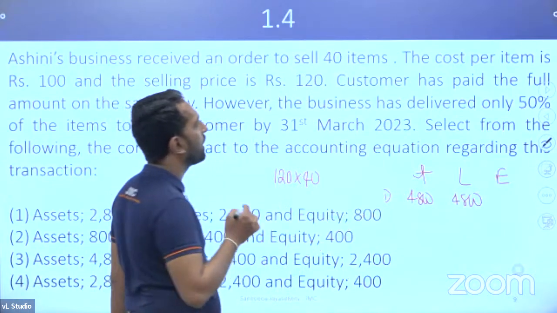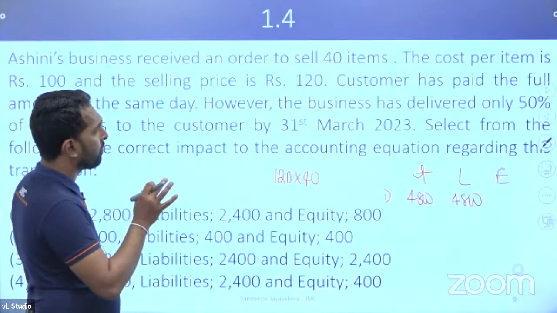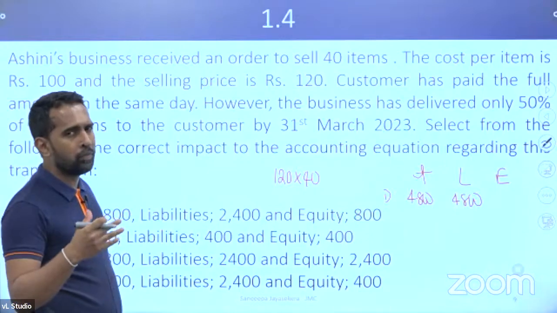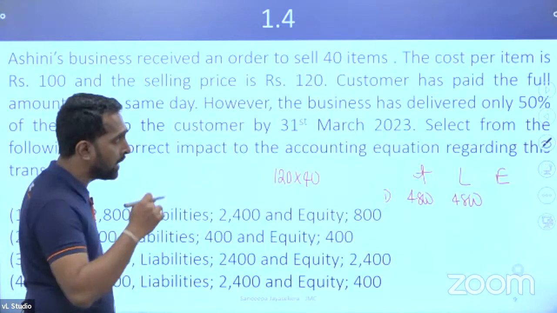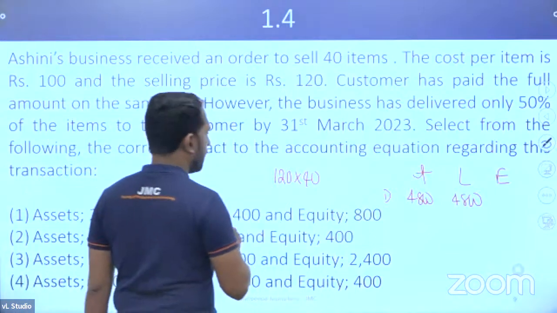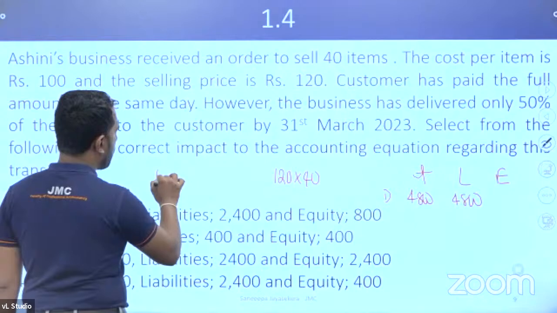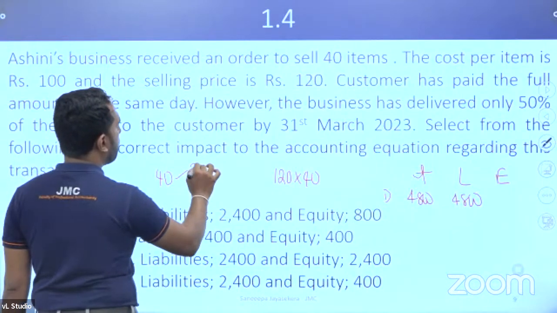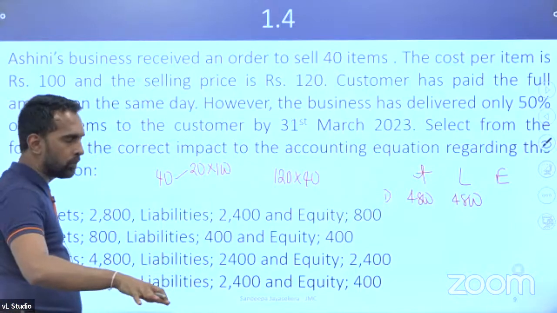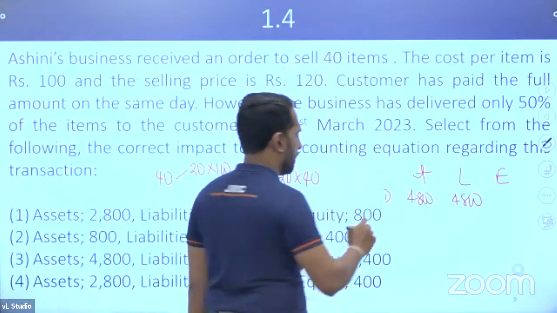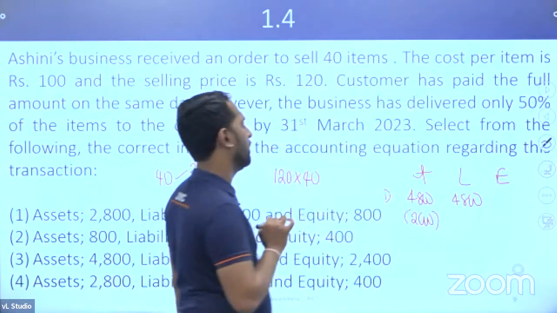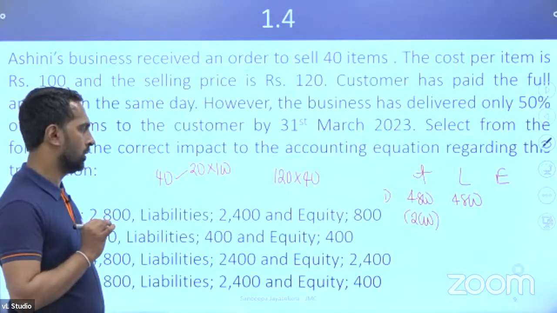Now we'll look at the second one. The business has delivered only 50% of the items to the customer. Out of the 40 items, 50% is 20 items. 20 items into 100, so your inventory will come down by 2,000.